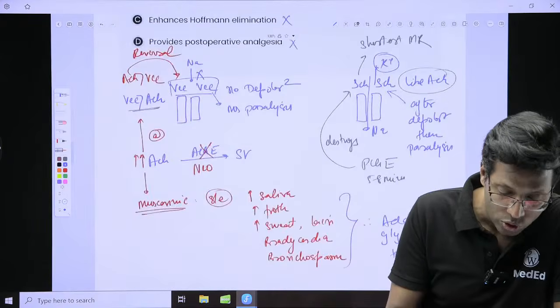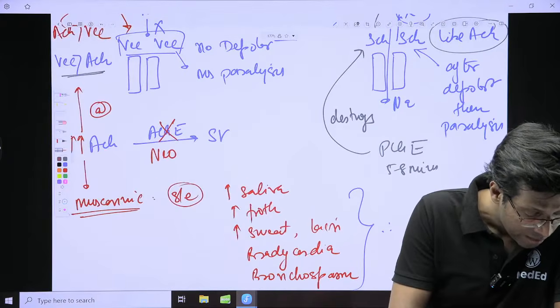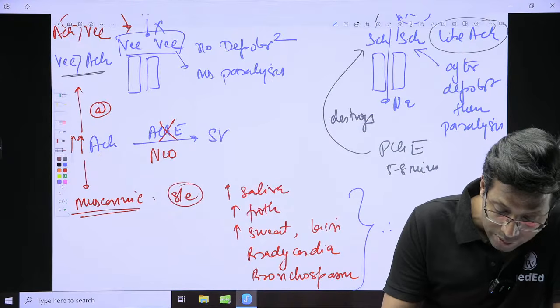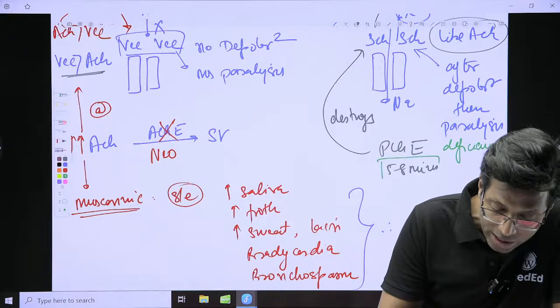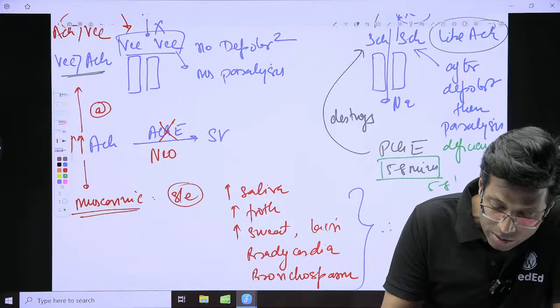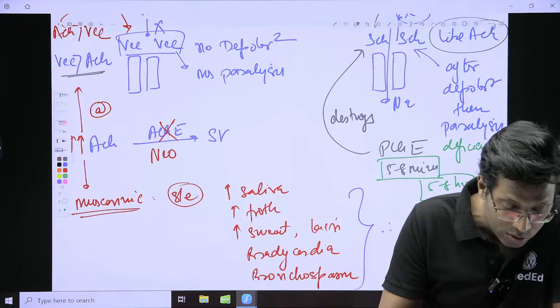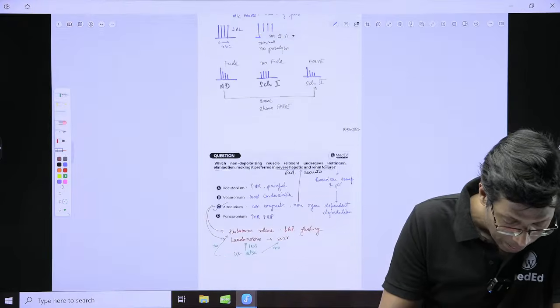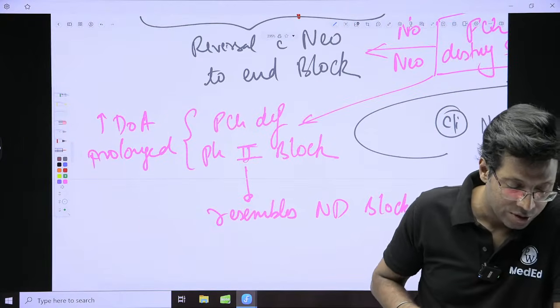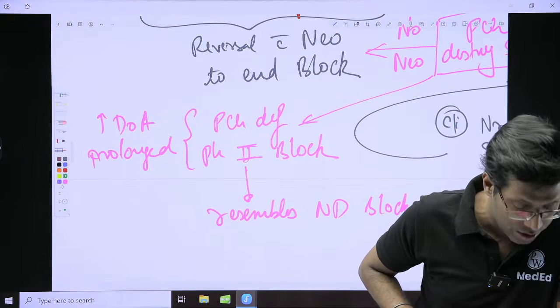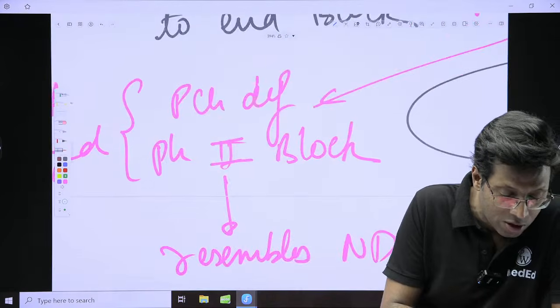Because it gets destroyed by plasma cholinesterase, and if a patient has this deficiency, in that case this 5 to 8 minutes can become 5 to 8 hours. Prolonged block, that is what we had seen here also. If someone has plasma cholinesterase deficiency, it increases the duration of action, prolonged block.